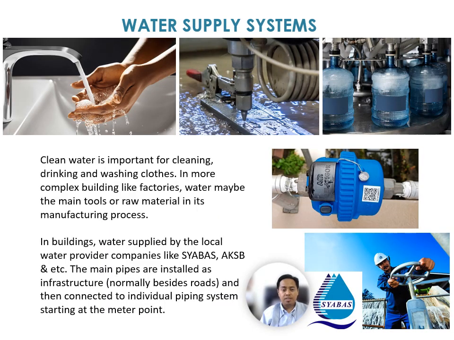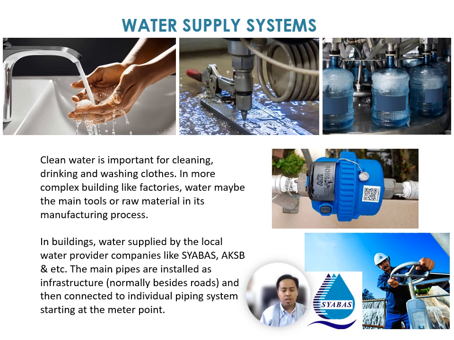Alright, let's first start with water supply system. Clean water is important for cleaning, drinking, and washing clothes. In more complex buildings like factories, water may be the main tool or raw material in its manufacturing process. It can be used as a water jet cutter, or the water itself is the product, like beverage and mineral water.